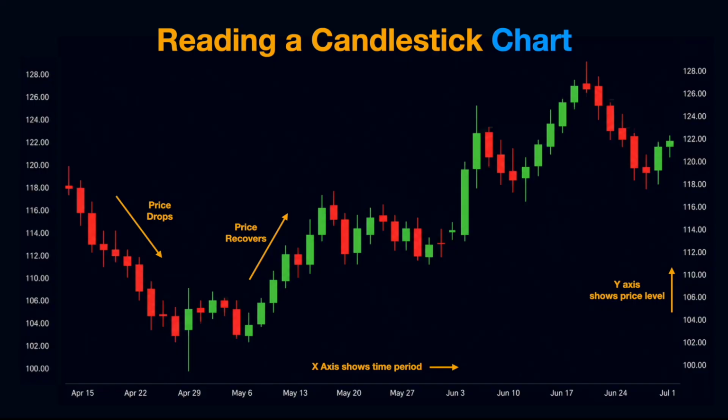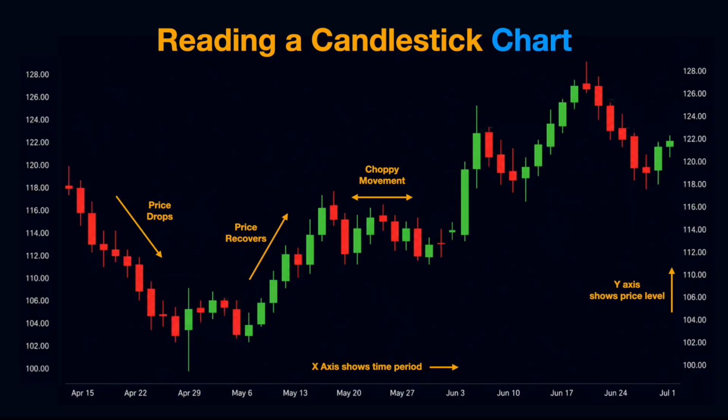In early May, more green candles begin appearing, and the price gradually moves higher. Around the middle of May, the price reaches the 115 to 116 area, but then it becomes more choppy. That means buyers and sellers are both active, and the price is not moving in one smooth direction.